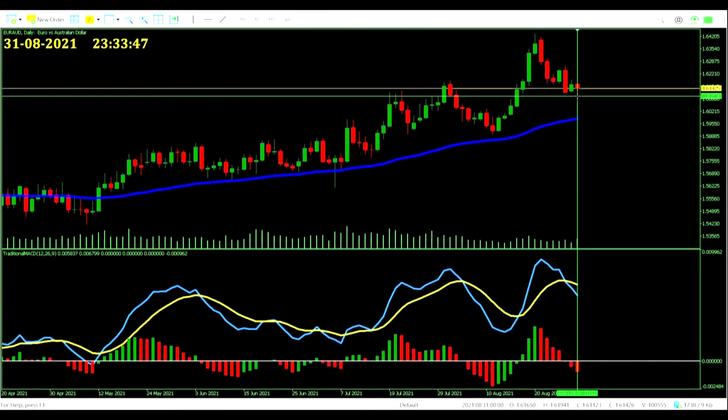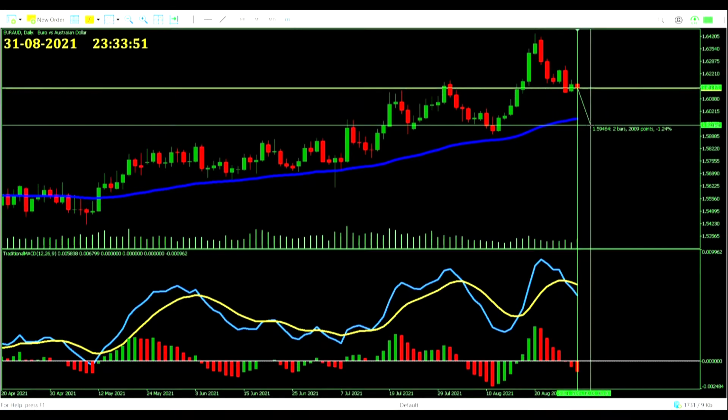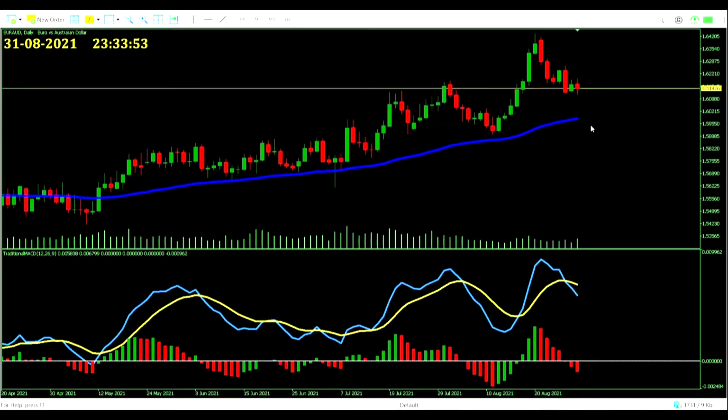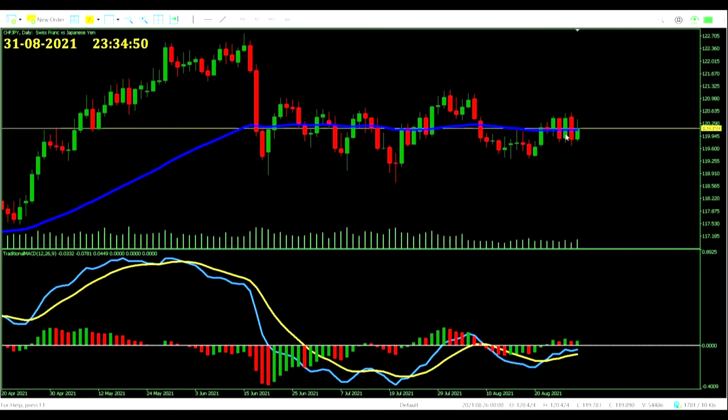Euro Australian dollar, we are seeing the end of the third histogram bar, and price has not been able to get past that moving average. Hasn't gone anywhere close to it, to be fair, so we are locked out of that sell trade. We need something new down the line. The Swiss franc Japanese yen pair, last 5 days, very rangy, can't make its mind up. Be interesting to see where that breaks to in the end.